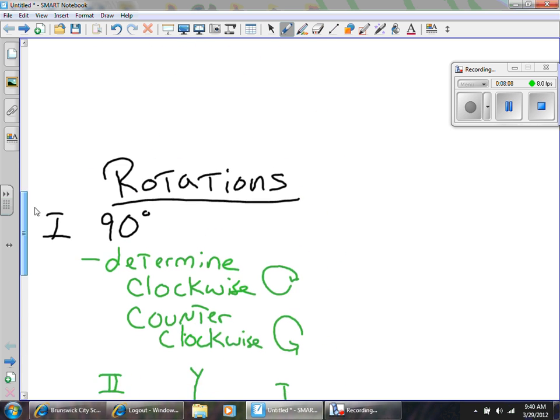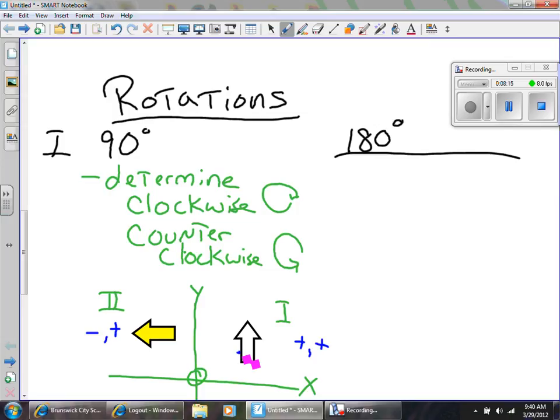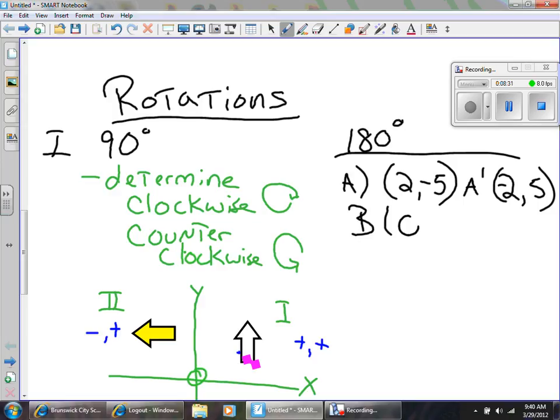All right, now the 180 degree rotation is simpler. With 180 degrees, they don't have to tell you clockwise or counterclockwise because you end up in the same place. And all you have to do is change signs. So if A is at 2, negative 5, A prime is going to be at negative 2, positive 5. If B is at 0, negative 2, B prime is going to be at 0, 2.